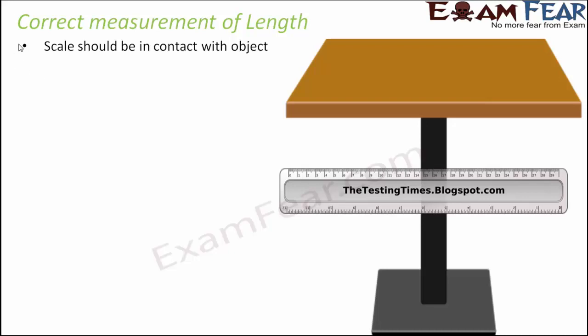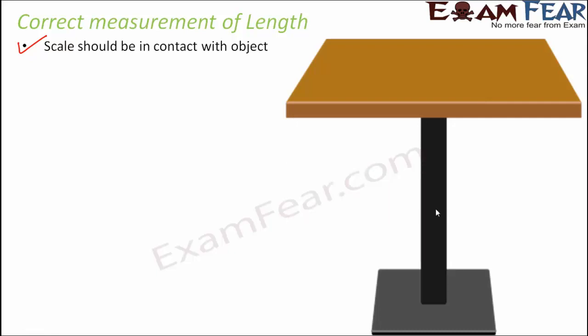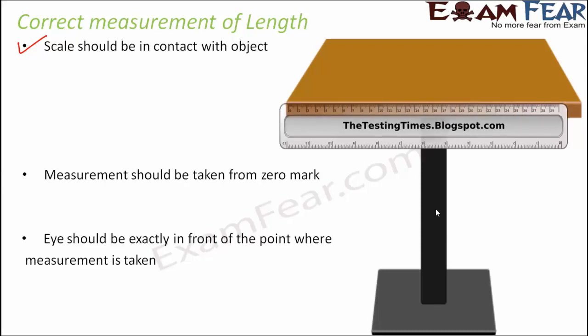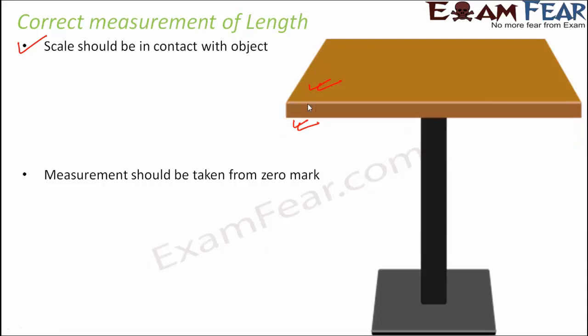The first thing that should be remembered is that the scale should be in contact with the object. Let's say you want to measure this length and you are keeping the scale here. That will not work, because that will not give you a precise measurement. Maybe you will be taking a wrong measurement. So it is very important that you put the scale at the right position. This would be the right position for the scale. The scale should be in contact with the object. This is our object and this is the scale, so both should be in contact with each other.